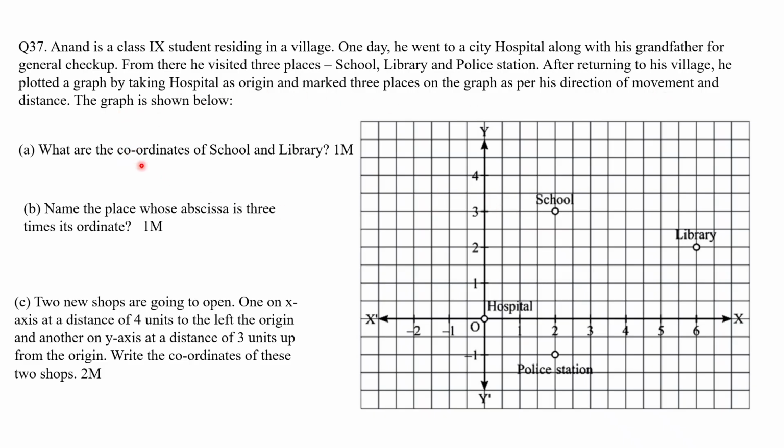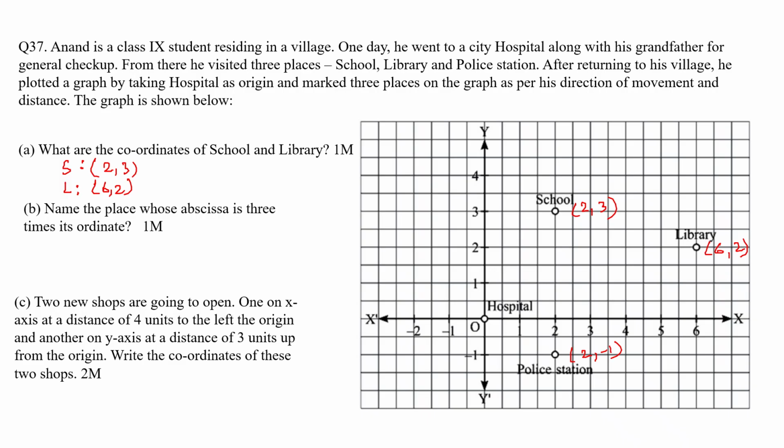Now you have to tell the coordinates of school and library. So school is here, right? So the school coordinate is 2, 3, isn't it? I will write the coordinates of all the places here. It is 2, 3. Library is 6, 2. Police station is 2, minus 1. So for school I am denoting using S, the coordinate is 2, 3. Library I am denoting as L and it is 6, 2.